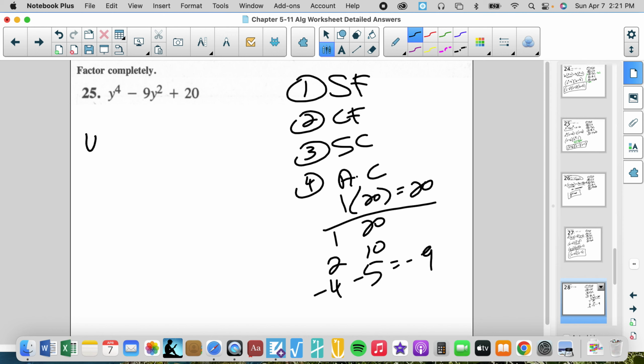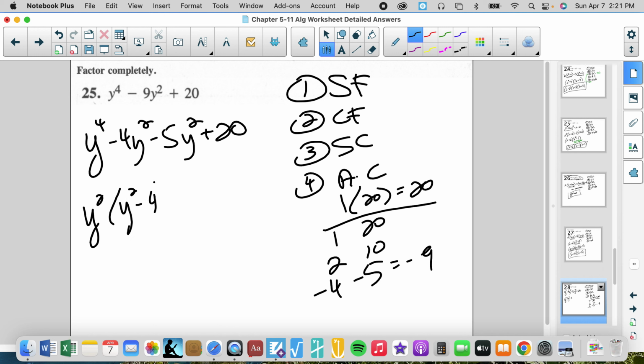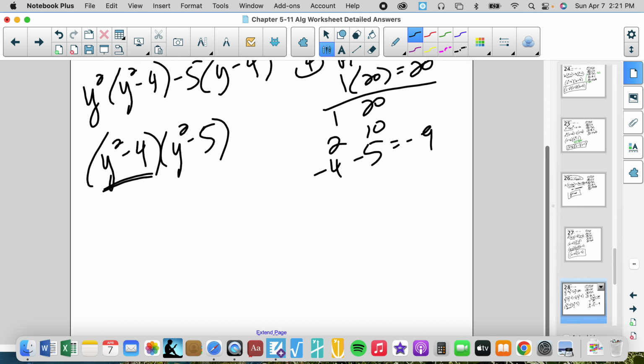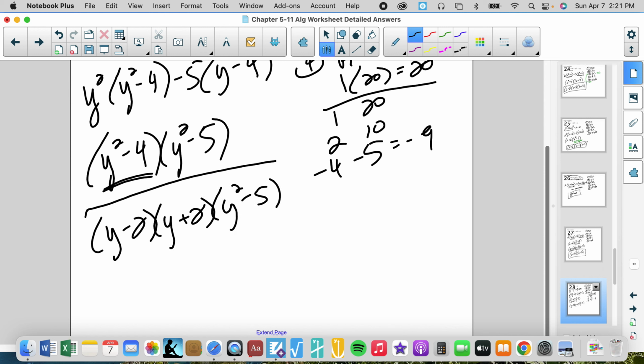Negative 9. So we get y to the 4th minus 4y squared minus 5y squared plus 20. Factor by grouping, we're going to take out a y squared. You get y squared minus 4. We're going to take out a negative 5, which gives us y squared minus 4. Y squared minus 4 times the quantity y squared minus 5. This is difference of squares. So we get y minus 2, y plus 2, y squared minus 5.